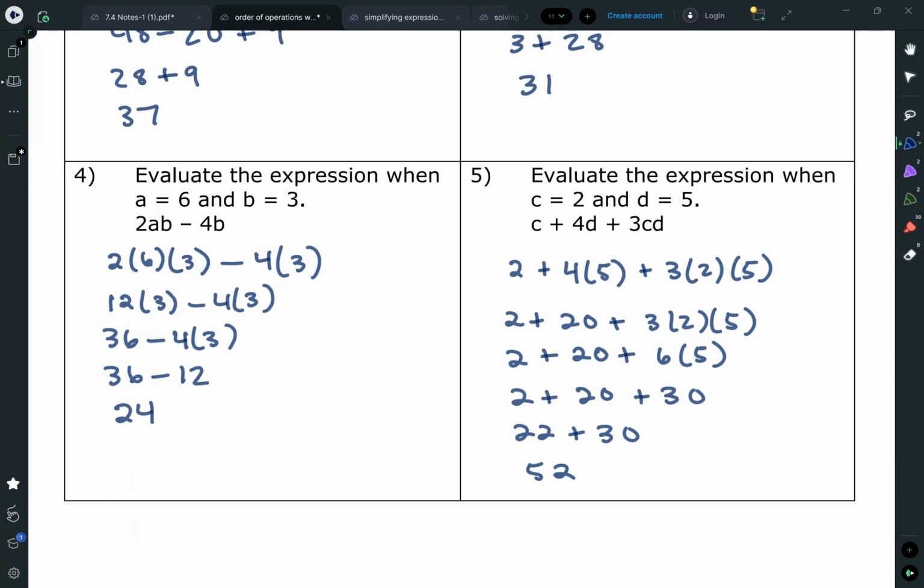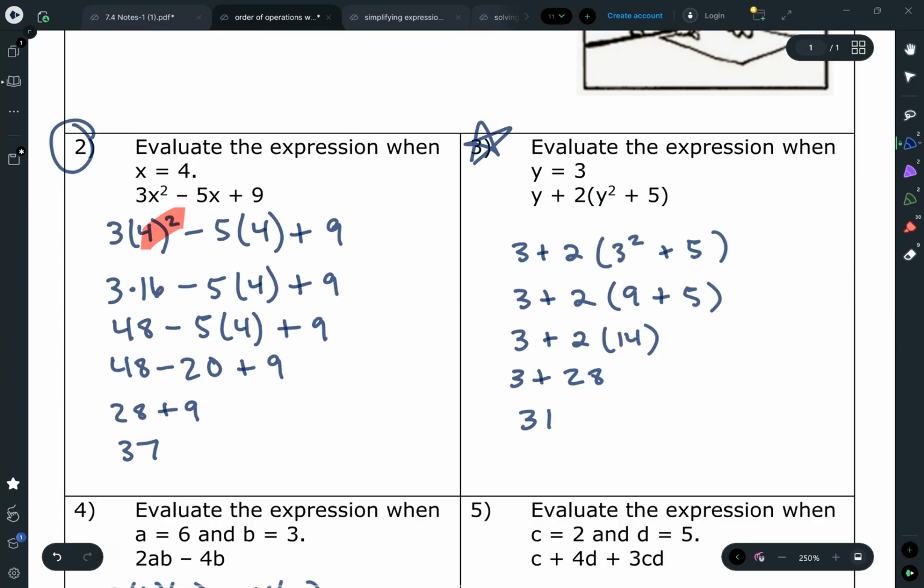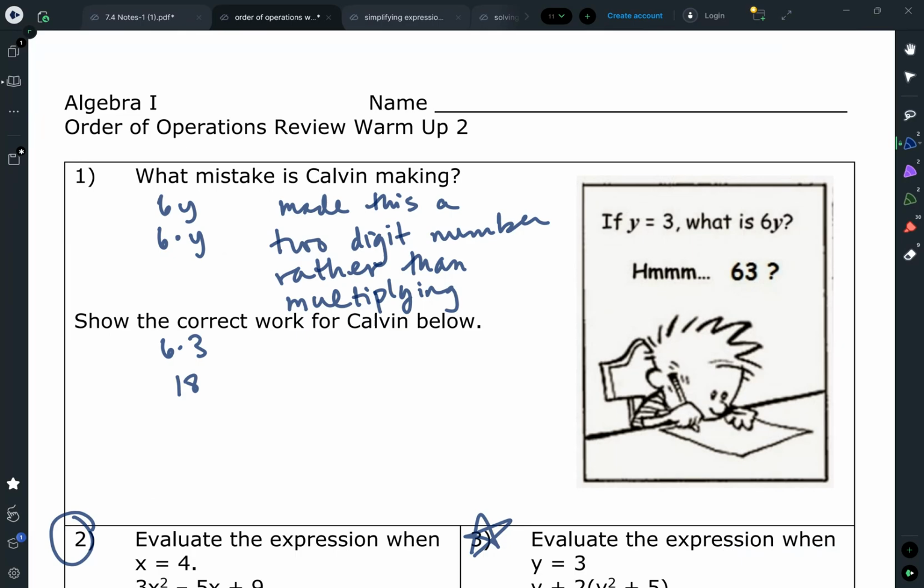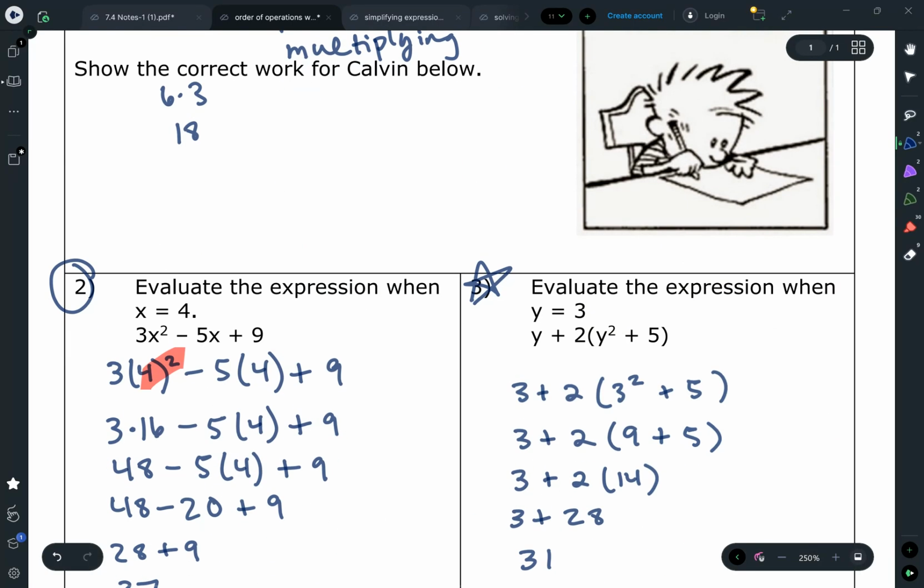So go ahead and check your work for 5. You should get 52. I had to do my multiplying. I did that kind of slowly from left to right. First I did the 4 times 5, then the 3 times 2, then the 6 times 5, and then my last step was to add in order from left to right. So these are the notes we did for warm-up day 2. The focus today was really substituting a number for a variable and then simplifying or evaluating.